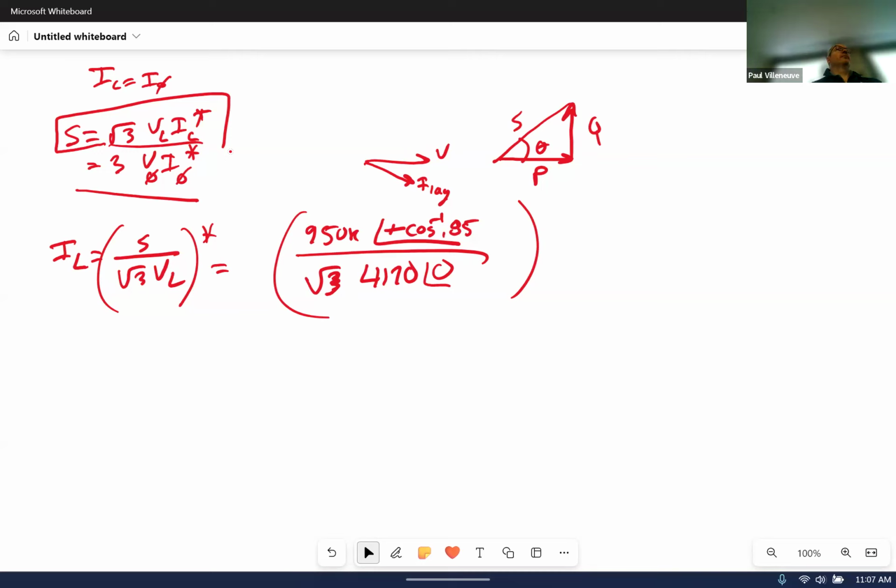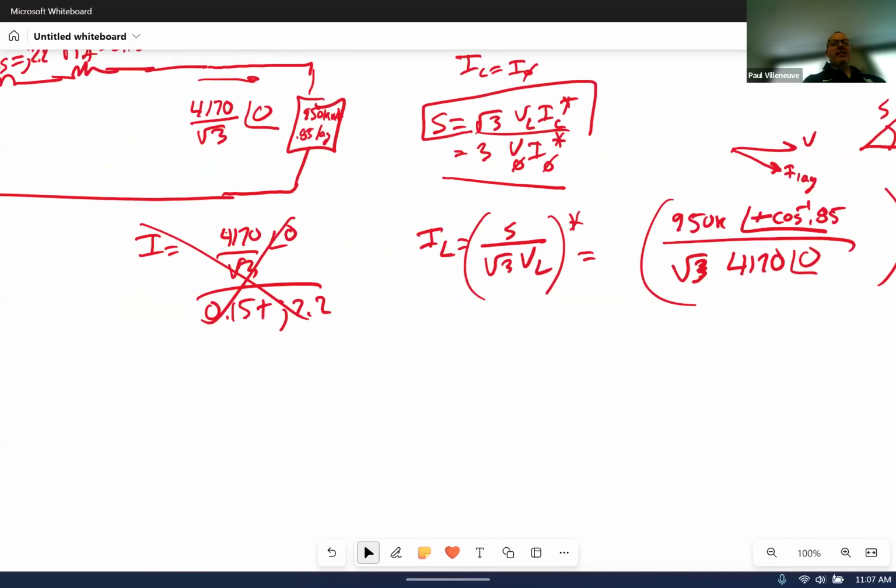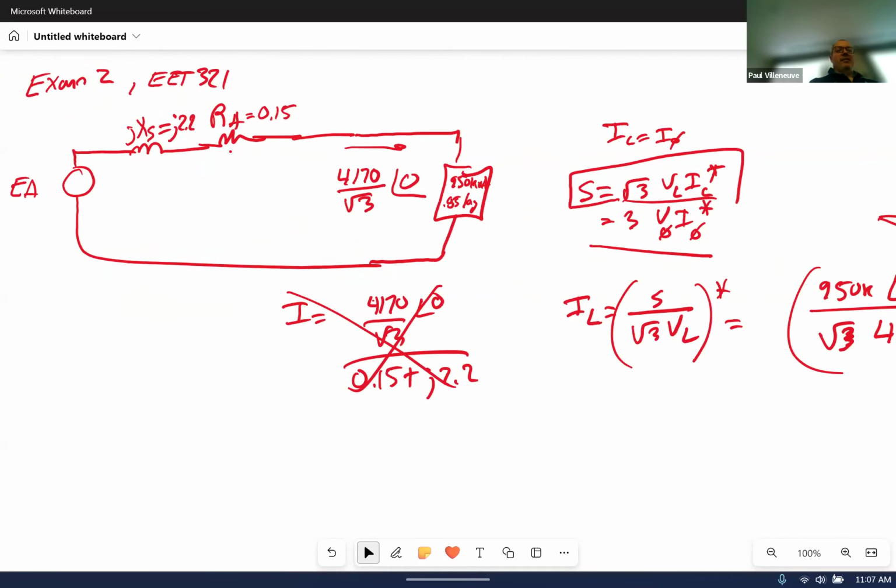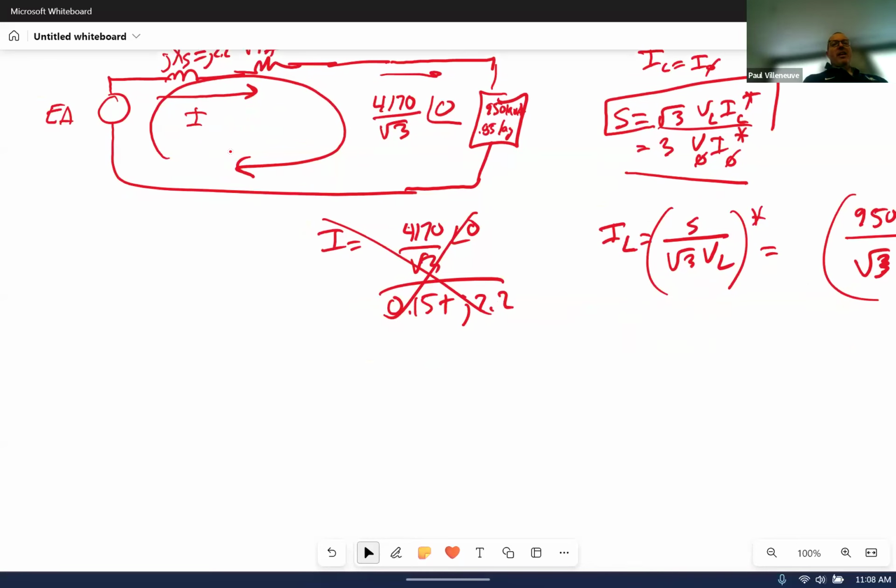How do you calculate EA? Well, we'll do that for part B. This is part A. For part B, let's go back to this. I know the current here, I. We just calculated it. I know the voltage here, so now I can write a KVL equation. And we'll do the full Monty one.